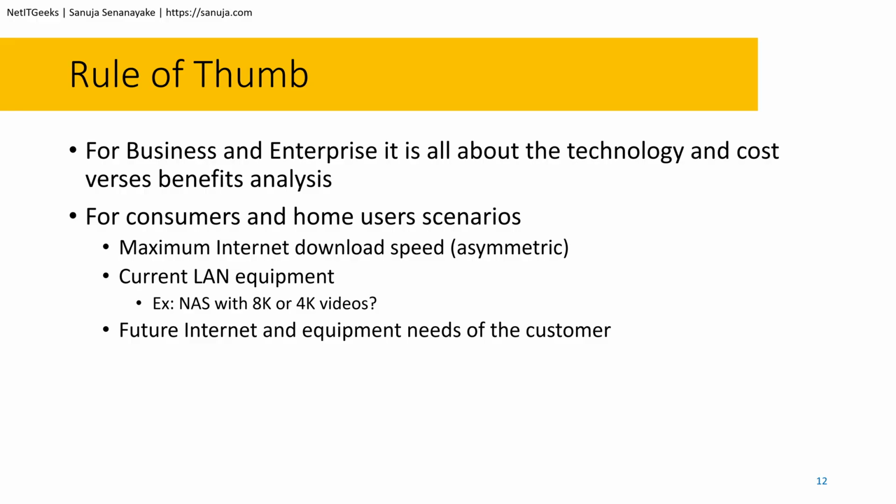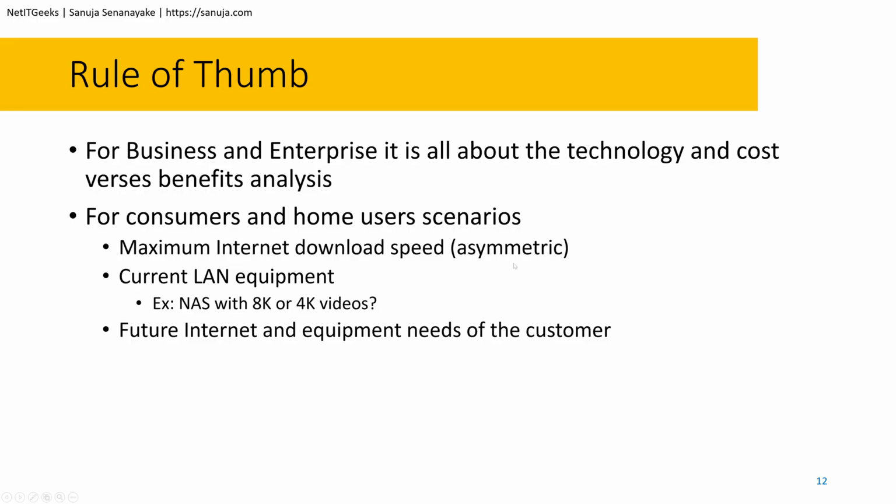For consumers and home user scenarios, it is the maximum internet download speed. I'm telling you this because the majority of internet connections in the world are asymmetric. In Canada, all cable internet and all satellite internet, and in most cases almost all network connections, are asymmetric, except that some service providers, ISPs, have now started to offer symmetric internet. So what is asymmetric internet? What is symmetric internet?